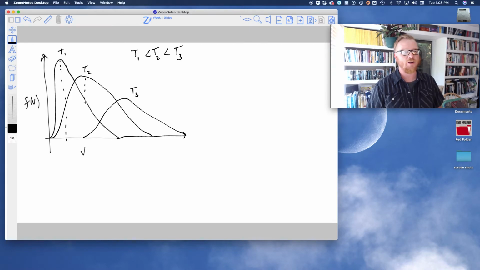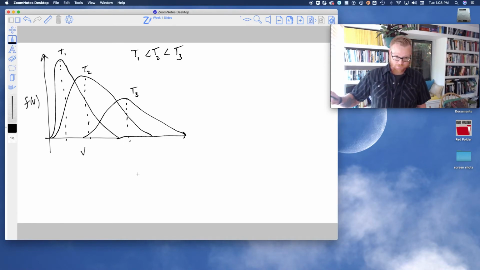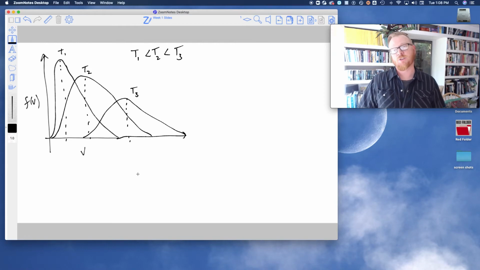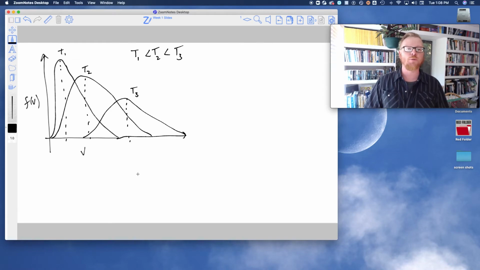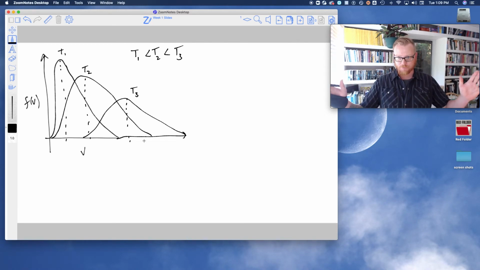And what I want you to take note of is that the maximum of these curves goes out to larger and larger velocities. This is consistent with what you learned in general chemistry with respect to gases. The higher the temperature of the gas, the faster it moves, and the more chaotic it is. So as the temperature gets bigger, this distribution spreads out.